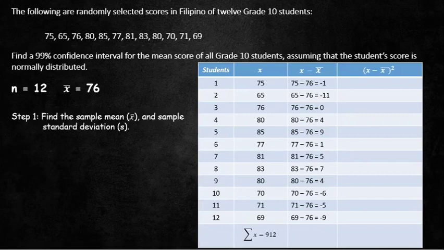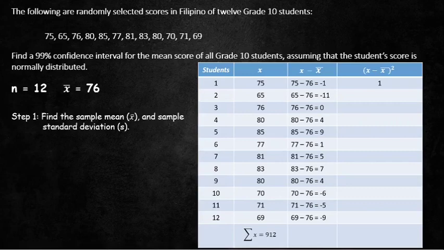The fourth column is simply getting the square of the results we had on the third column, particularly these values. So if we get the square of negative 1, the result is equal to 1.